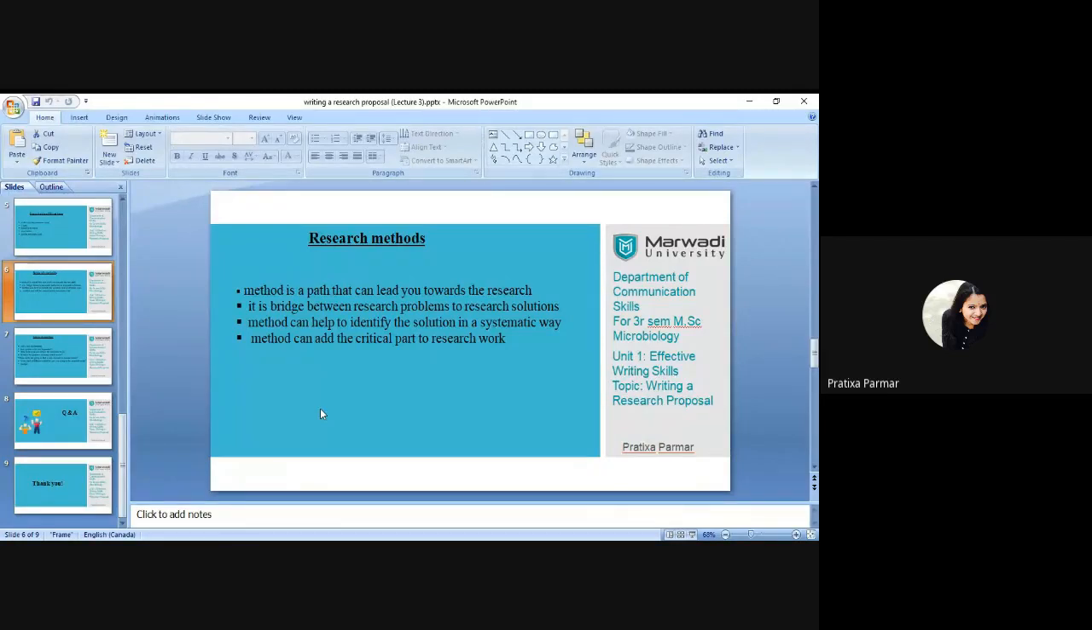Your research method is definitely going to help you in filling the gap between the research problem and the research solution. How? I'll come to that, don't worry. A method can help you identify the solution in a very systematic way, and it can also add the critical part of your research work. Let me give you one example so that it is easy for you to understand what we mean by research methods.